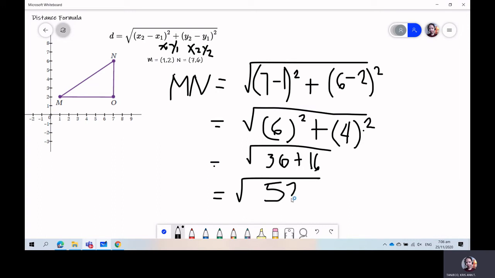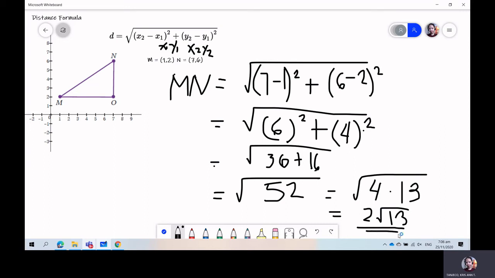And then we are going to factor out 52 in such a way that one of its factors has a square root. That will be 4 times 13. So that we can simplify the square root of 52 into the radical form. Square root of 4 is 2 and square root of 13. We cannot find the square root of 13, so we are just going to write it this way. So the final answer for this is 2 square root of 13.